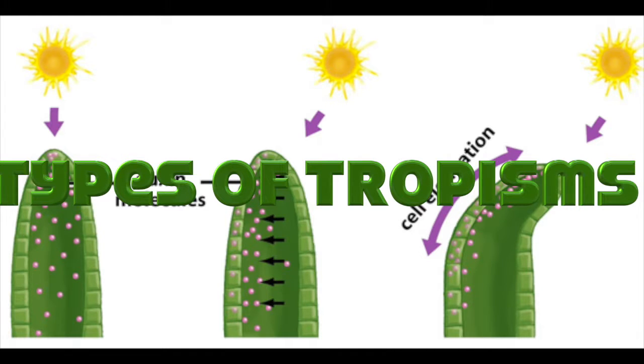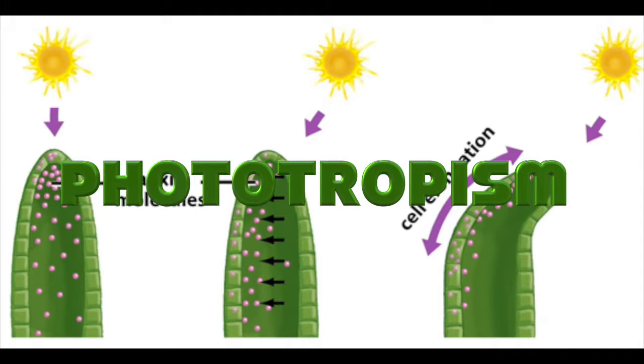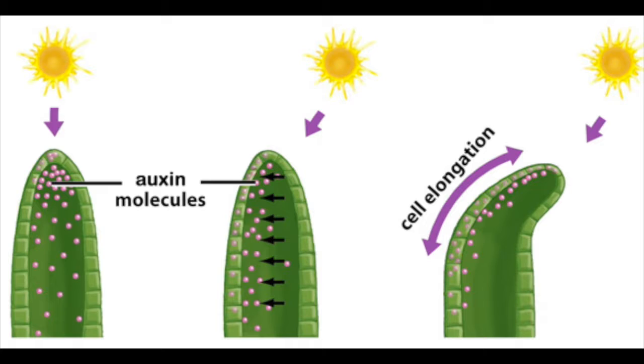Hormones enable plants to respond to the environment in many ways. A response to the environment is called a tropism. Describe the following types of tropisms and the hormone that is involved. Phototropism. Phototropism is when a plant faces the sun due to the hormone auxin so that it can receive the maximum amount of sunlight.